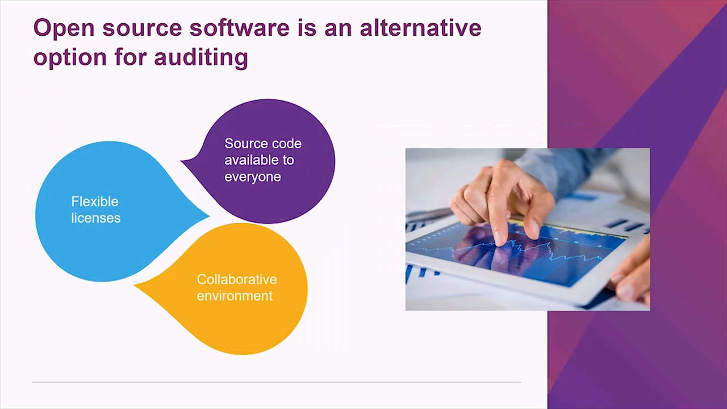So what is open source? Open source is source code that's available to everyone. It has flexible licenses, which means that you can use it for commercial purposes and add on to it as you like. And it provides a collaborative environment. So many different people can come together and put together these building blocks that are useful to everybody.